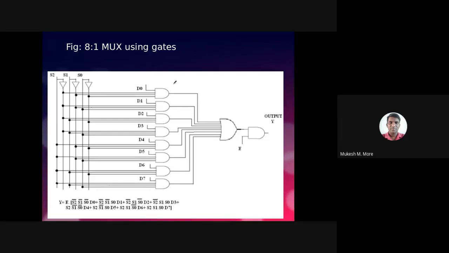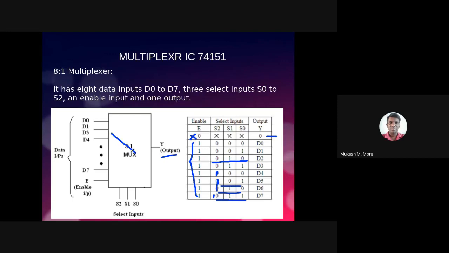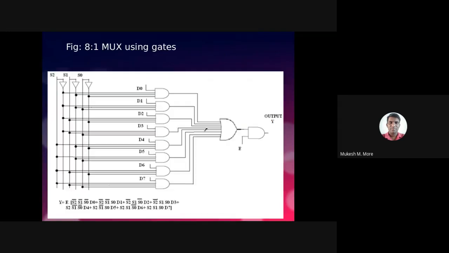Now this diagram shows an 8:1 mux using gates. So how will the multiplexer work using gates? The IC is already available, but we are designing the multiplexer with gates. Based on the previous slide, we have the equation with S0, S1, S2 and E. E is common because the enable input is required. Based on this equation, we have designed this circuit. So what is in the equation?